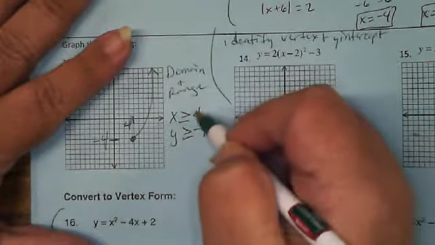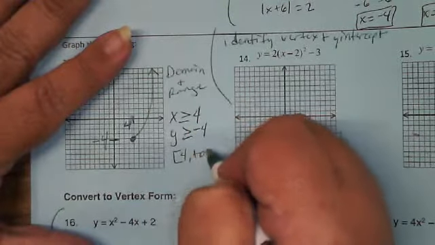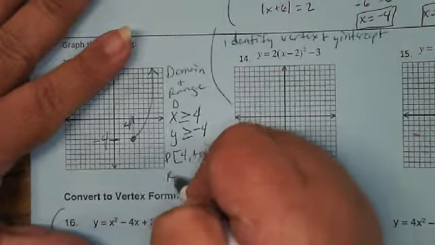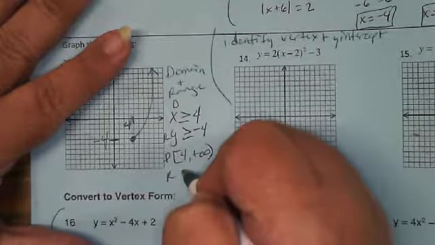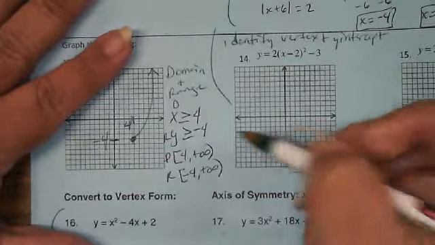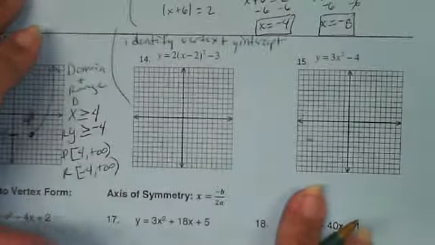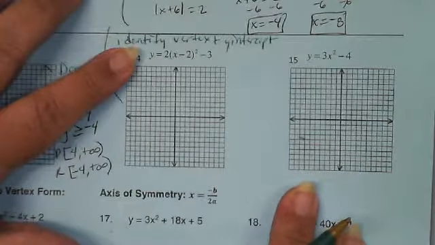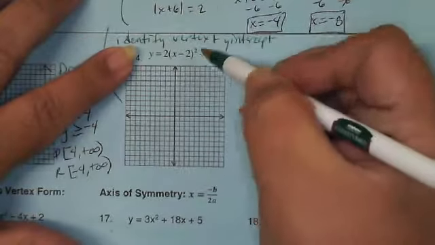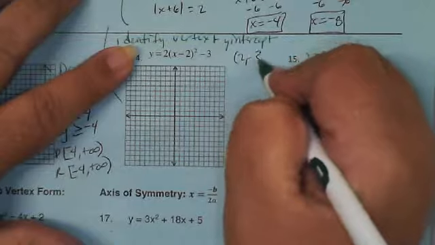What if they asked for interval notation? Interval notation would be from 4 to positive infinity for domain, right? This is our domain. And for range, it would be from negative 4 to positive infinity. So I want you to see it both ways. Alright, number 14. Not only are we going to graph it, but we're going to identify the vertex and the y-intercept. So our vertex right here is positive 2, negative 3.